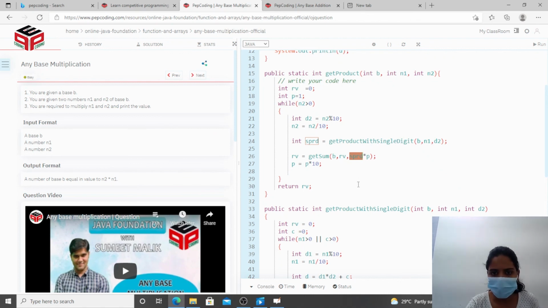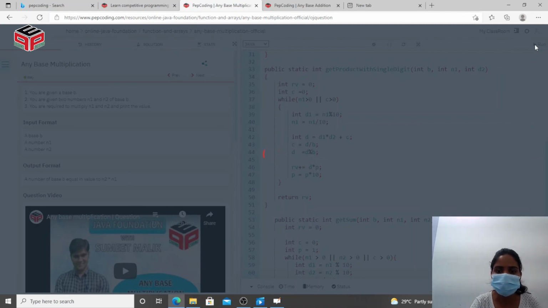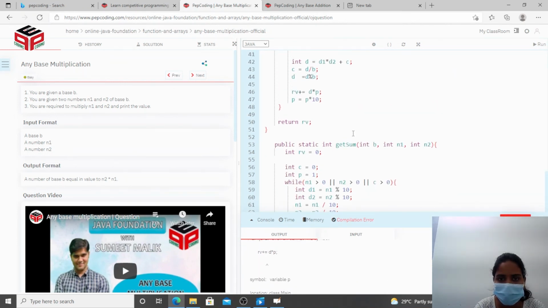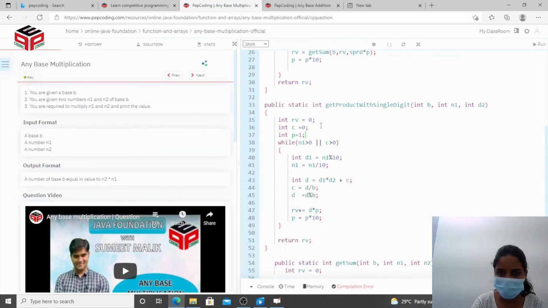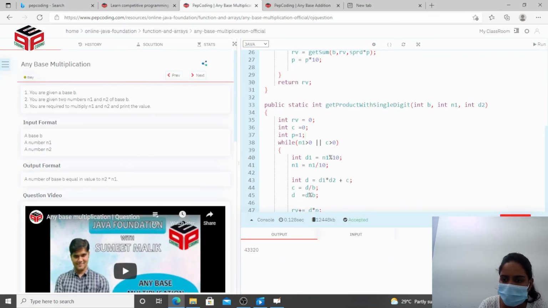Okay. So from my side, the code is done. Let's run our code and see what will happen. Okay, cannot find symbol p on line 47. Okay, I forgot to declare int p equals to 1. Declare and initialize. Let's run it again. It's taking a time. Okay, accepted. Let's try to submit our code.